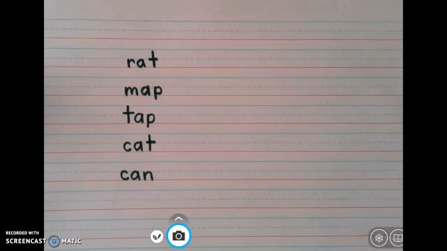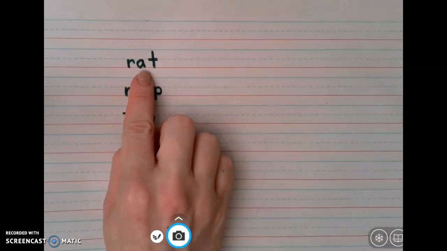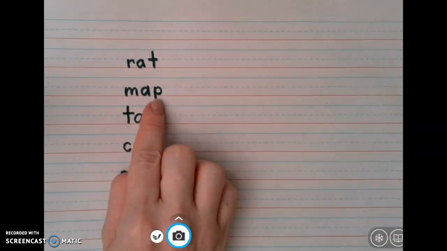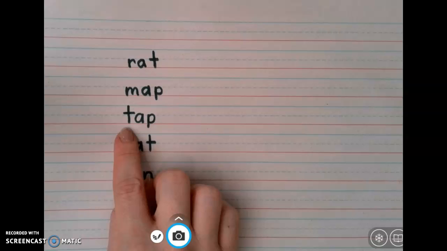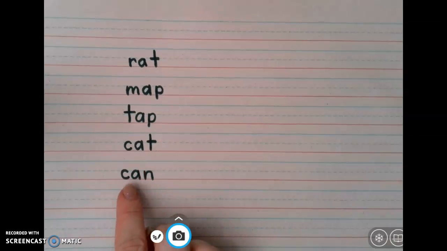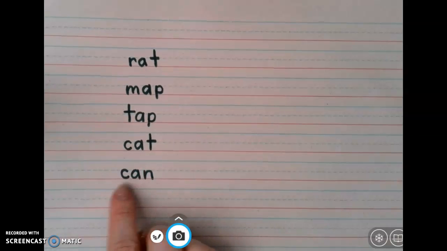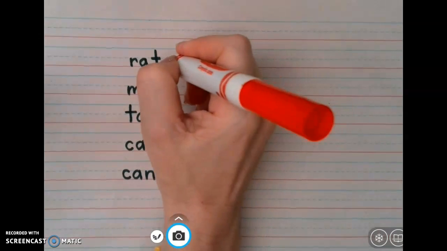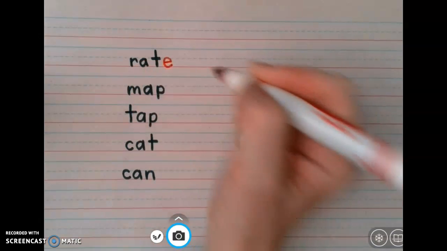So the words I have for you are at, rat, ap, map, ap, tap, at, cat, can. What we're going to do now is I'm going to put a sneaky E at the end of my very first word.